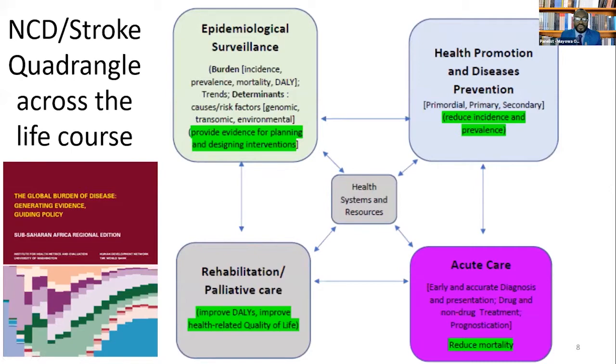We came up with the concept of the stroke quadrangle, and with this, you will see that the pillars of the quadrangle, which include health promotion, disease prevention, acute care to reduce mortality, and rehabilitation and palliative care, are all dependent on epidemiological surveillance. And this is where rigorous data collection, to understand the burden, to track the burden, and to understand the determinants of disease, be it genomic, transomic, or environmental, is extremely important. Because this is very key to planning and designing interventions, and in fact, monitoring the impact of those interventions across the African continent.